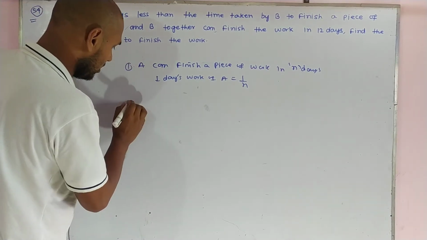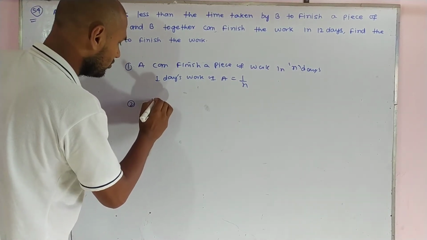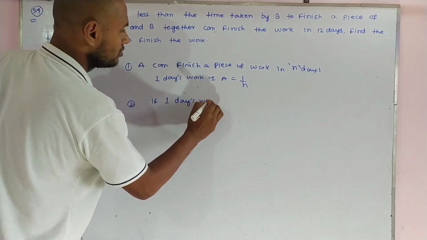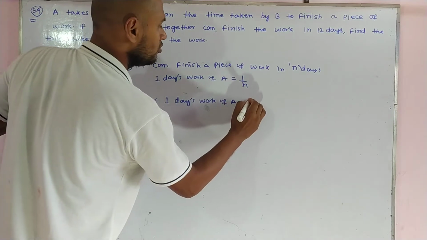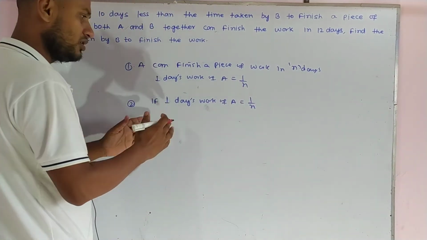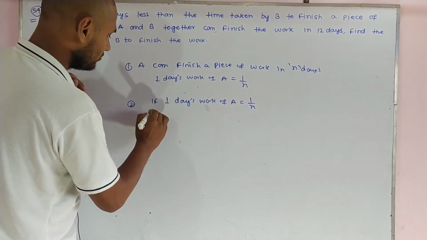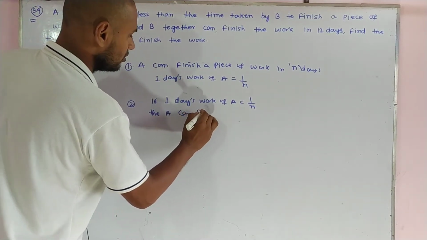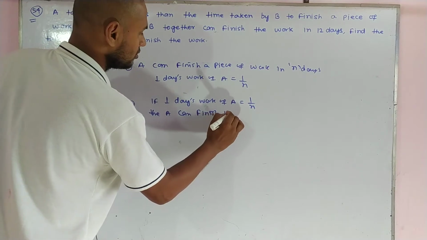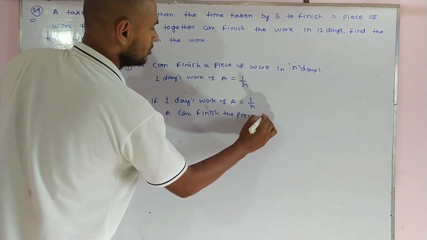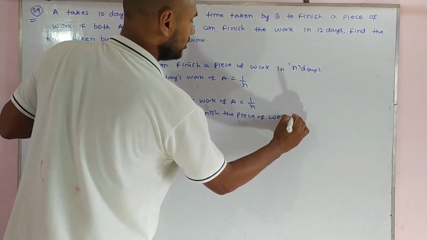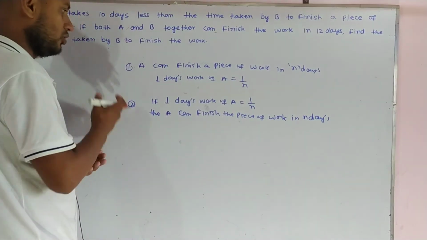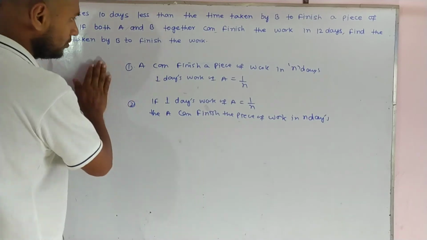Let us see here, the first and the second. If 1 day's work of A is equal to 1 upon n, then A can finish the piece of work in n days. This is the concept that we have to follow to solve this question.